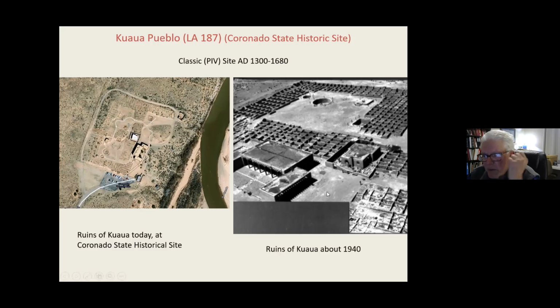Here's an aerial picture of Kuaua about 1940. Here you see the museum area, which is that. And this is the house for the ranger, which is that. And you can see all of these excavated rooms.